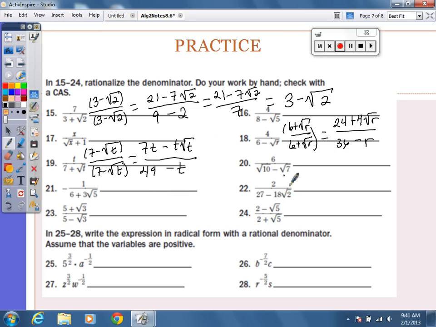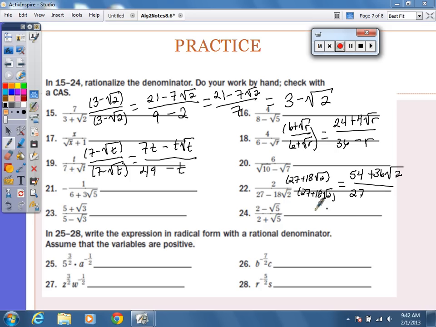22. Let's multiply the top and bottom by 27 plus 18 root 2. It's kind of gross. Okay, so I get 54 plus 36 root 2 all over 27. These cancel. I don't know what 27 times 18 is, but I don't really need to know. I do need to know what 18 times 18 is.